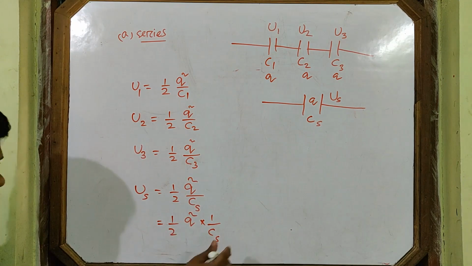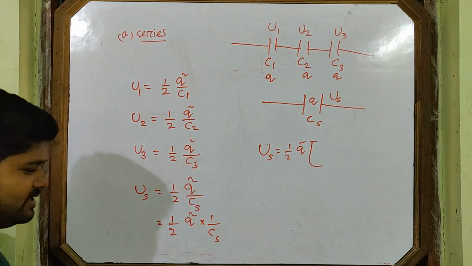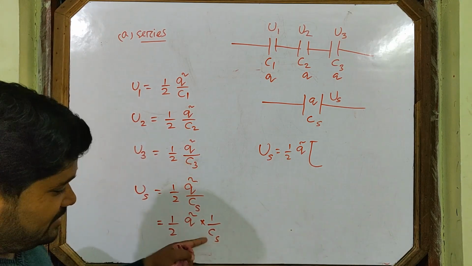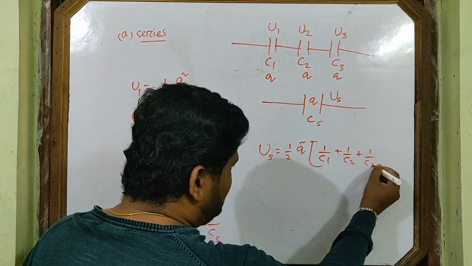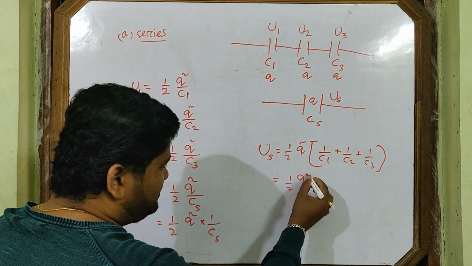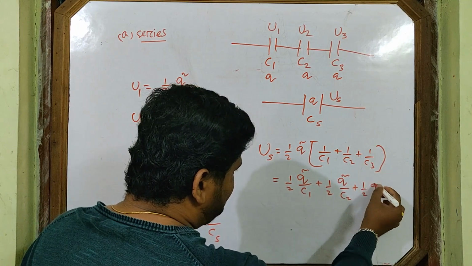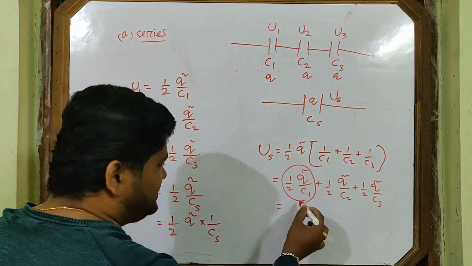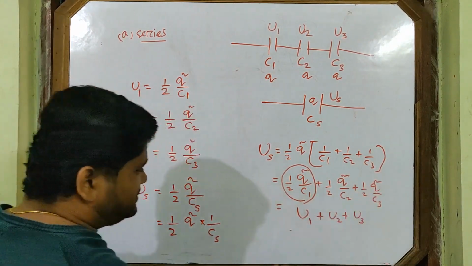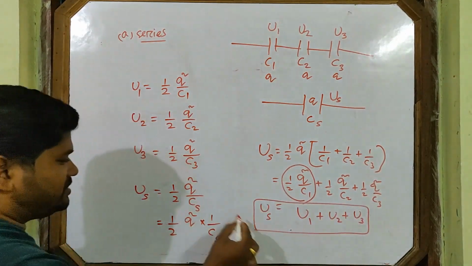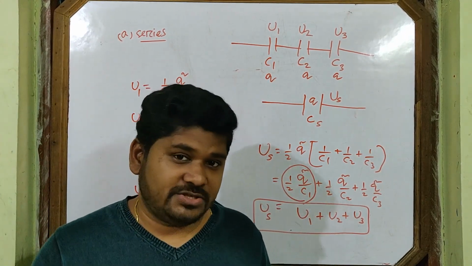I split it like this, 1 by CS. Now you see, half Q square times 1 by CS. What is the formula for the effective capacitance in series combination? 1 by C1 plus 1 by C2 plus 1 by C3. Now multiply inside the bracket: half Q square by C1, half Q square by C2, half Q square by C3. What is this? U1. What is this? U2. Then what is this? U3. So the total energy stored is a simple addition of the energies of the different capacitors in series combination.